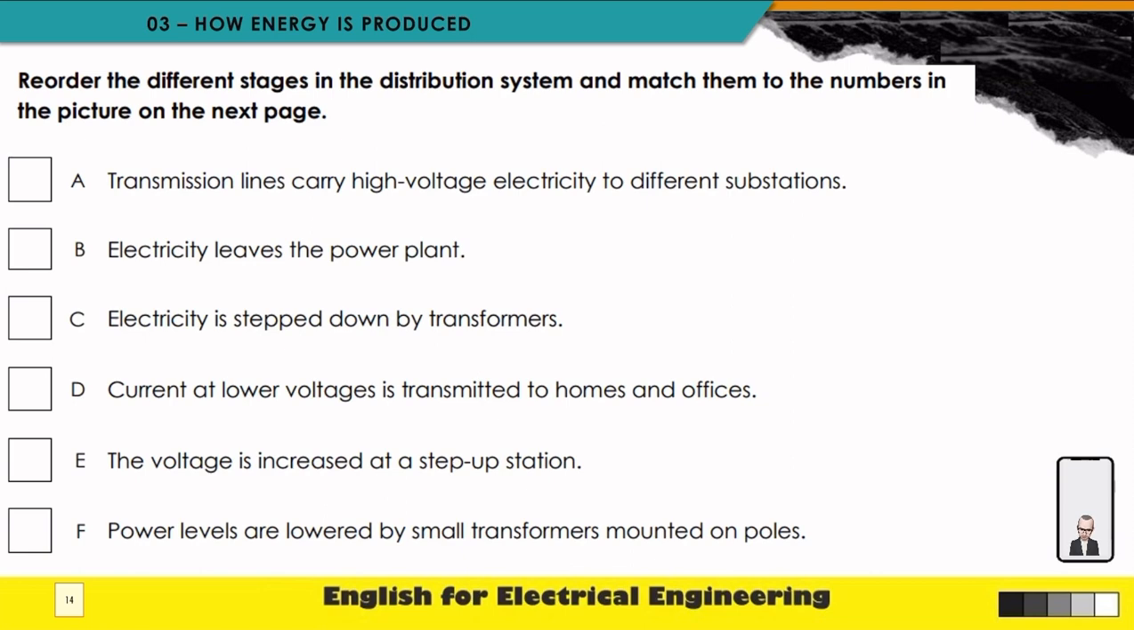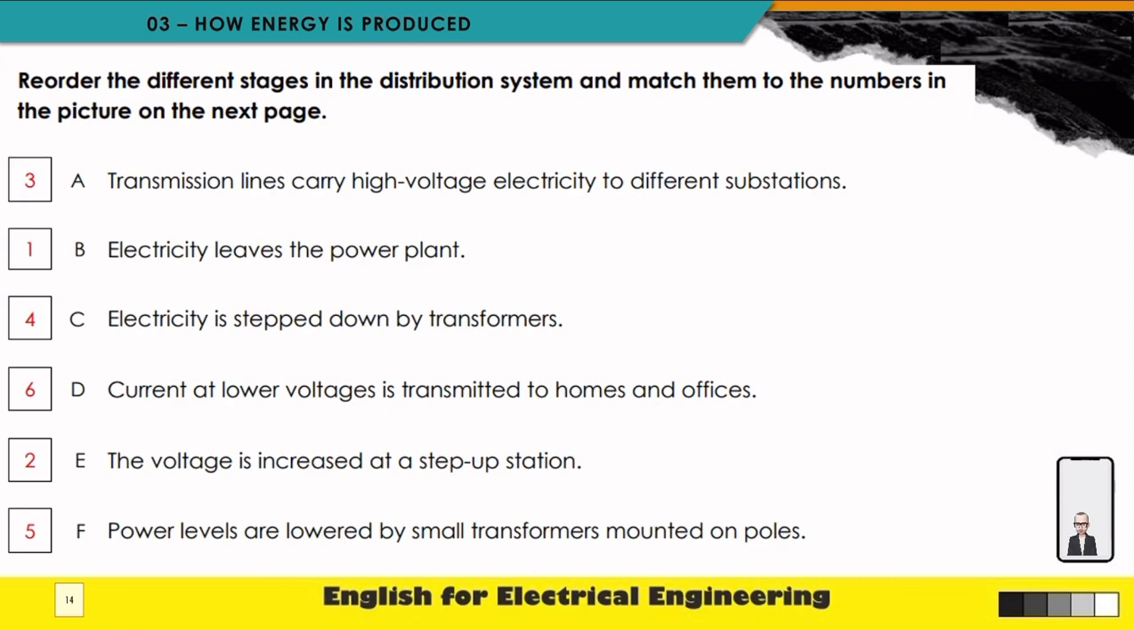Transmission lines carry high voltage electricity to different substations. That was number 3. Electricity leaves the power plant, number 1. Electricity is stepped down by transformers will be number 4. Current at lower voltages is transmitted to homes and offices will be number 6. And the voltage is increased at a step-up station, number 2. Power levels are lowered will be number 5.